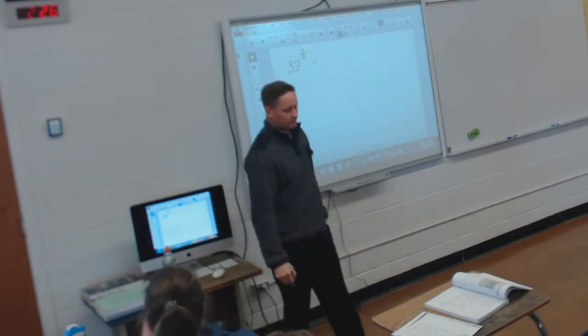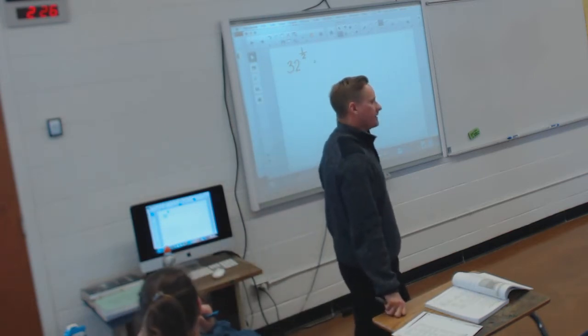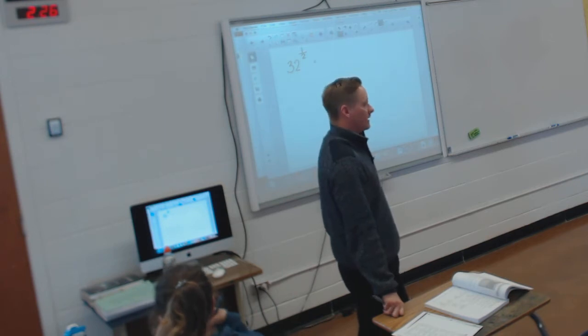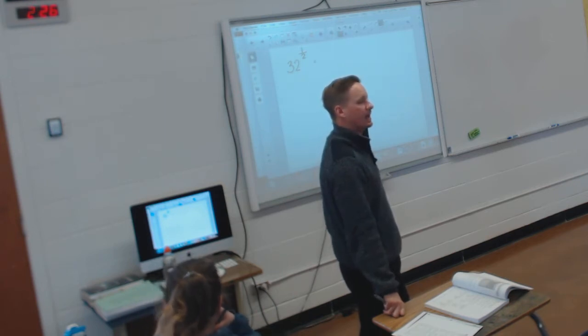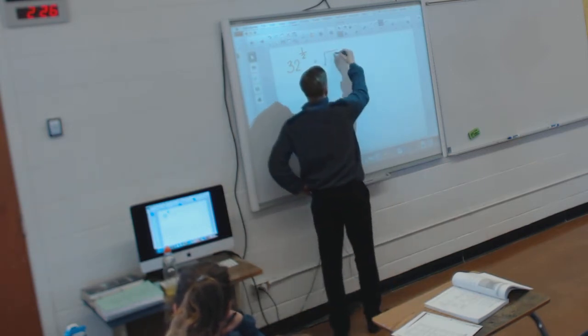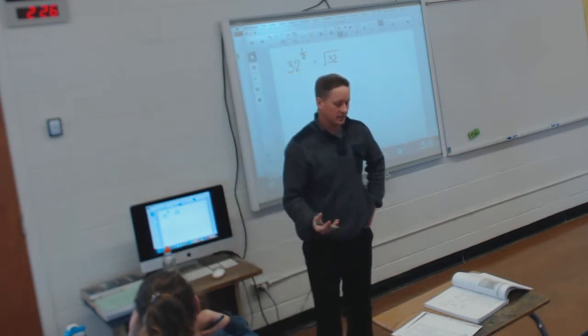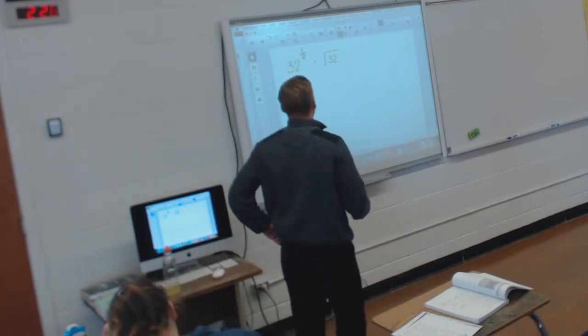Now, how can I write that in terms of a radicand? So remember, the radicand has to contain a square root value. So there it is. That's all I need to do for that. Just rewrite it as square root 32. Okay? That's simple enough.